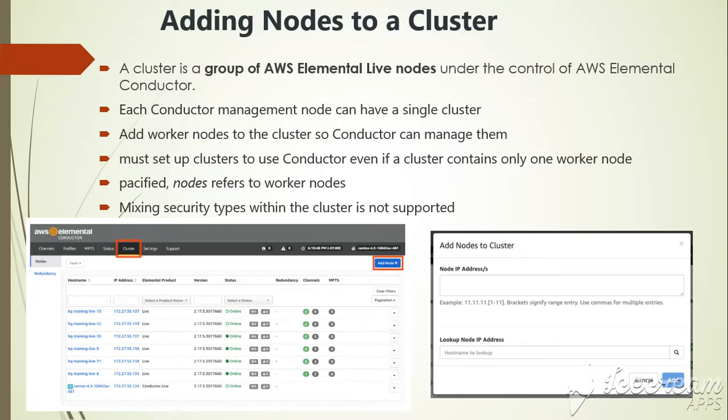Actually, to make the cluster, you should have at least one node, and you can add multiple worker nodes to the cluster through the conductor. Conductor will help you to add more nodes to the cluster.